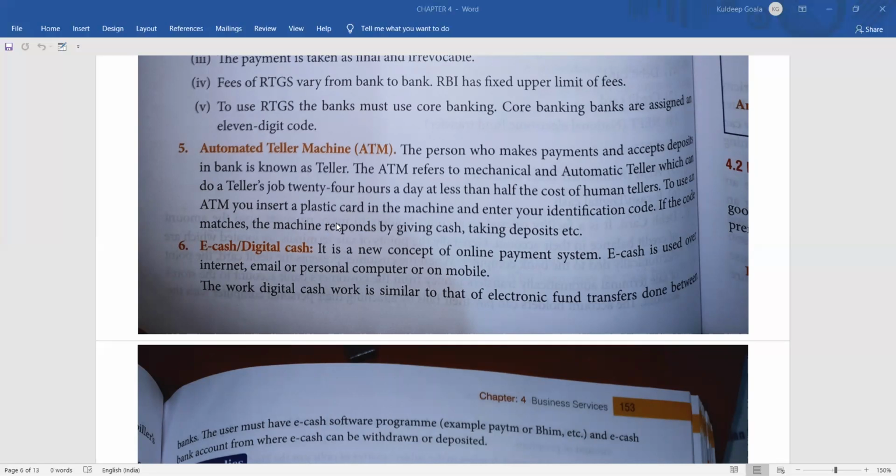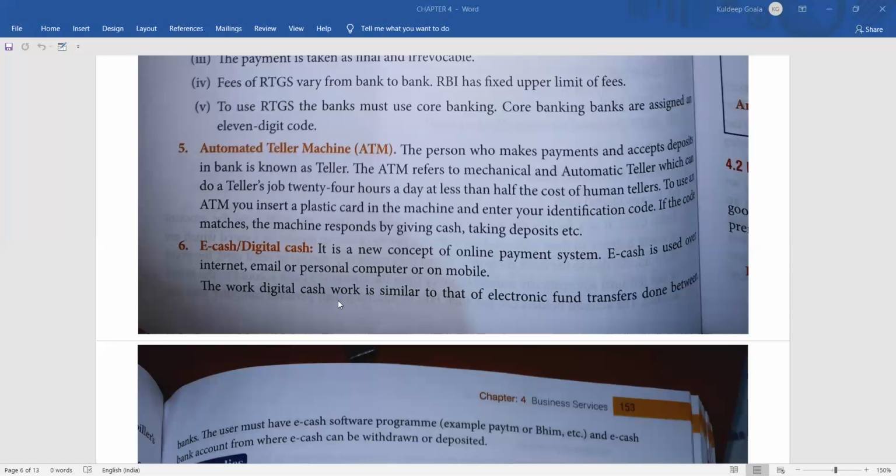Then coming to the next one, point number 6, that is e-cash or digital cash. What is that? It is a new concept of online payment system where e-cash is used over the internet, email, or personal computer, or on mobile. Okay, you can use the e-cash or digital cash system, and that type of facility can be used over the internet, over the mobile phone also, or computer also. By telephone I basically meant mobile phone. It can be mobile phone or it can be computer.